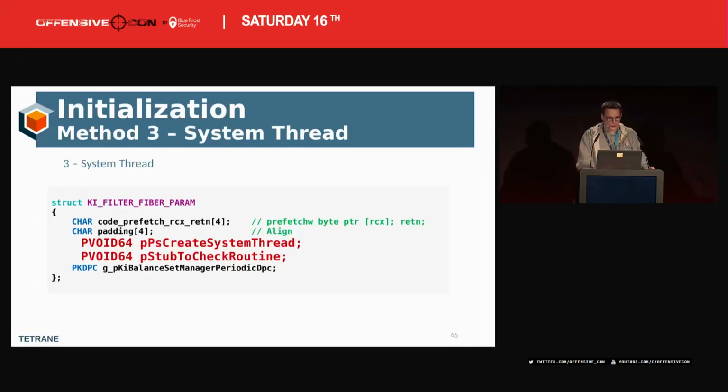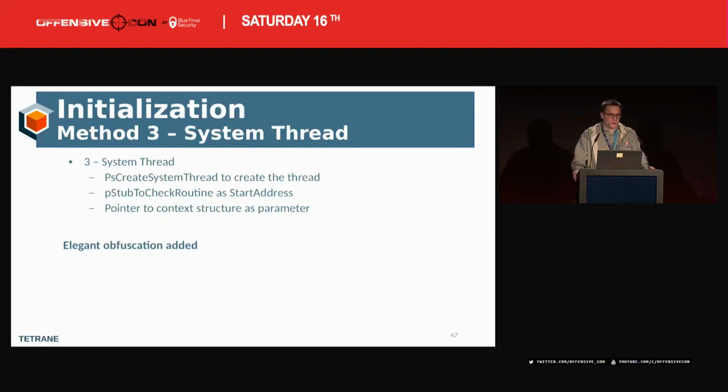Right now it's pretty simple. It will just create a new system thread with a stub to the check routine as a start address, and the pointer to the context structure as a parameter. But there is an elegant obfuscation that is added that I wanted to point out.